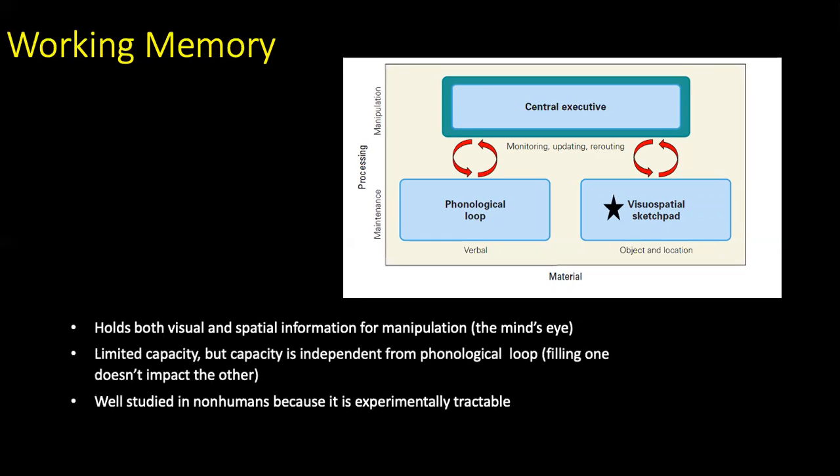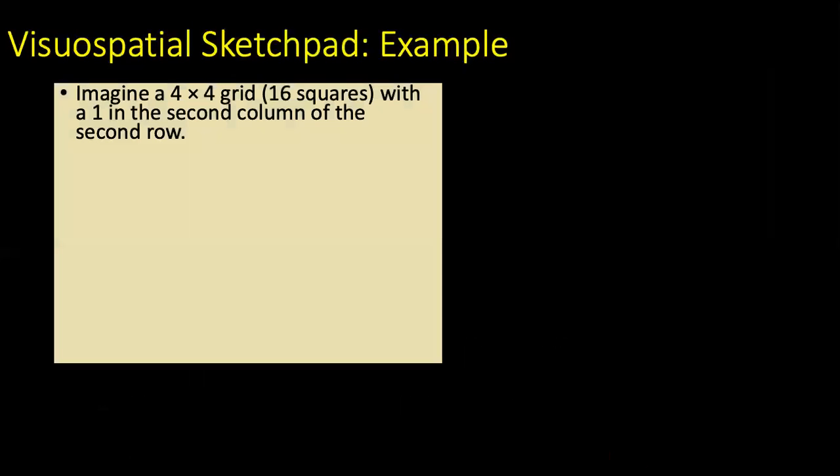So that's interesting, right? And this is something, unlike the phonological loop, that's studied really well in animals, because we can test their visual and spatial awareness and memory in a way that we can't with verbal information. So let's look at an example for this. All right, so I know that you already have these slides, and so you may have looked at this, but try and follow through step by step this scenario that I'm going to give you here.